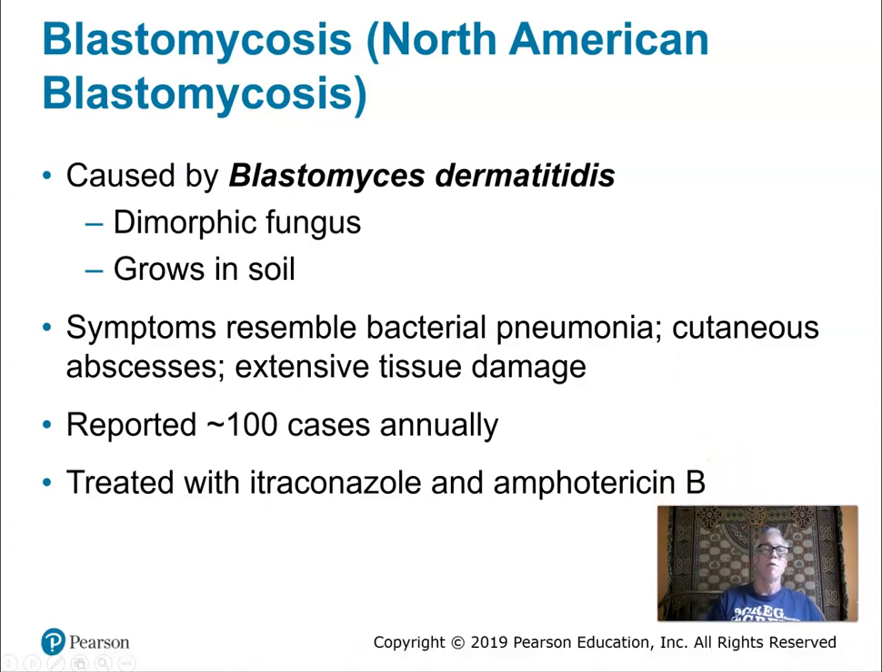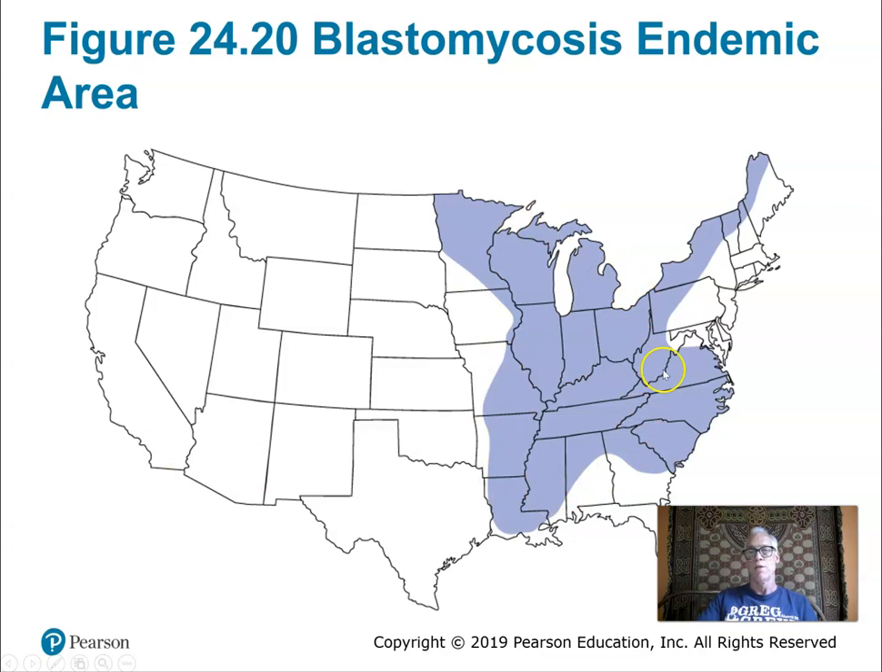Okay, and the third fungus that can occasionally cause systemic disease in normal, healthy people is Blastomyces dermatitidis. It causes blastomycosis, North American blastomycosis. Symptoms resemble a bacterial pneumonia, but it also causes cutaneous abscesses and extensive tissue damage in the body. About 100 cases per year, so not a very common disease at all. Treated with itraconazole and amphotericin B, and here you can see the range of where blastomycosis may be acquired.